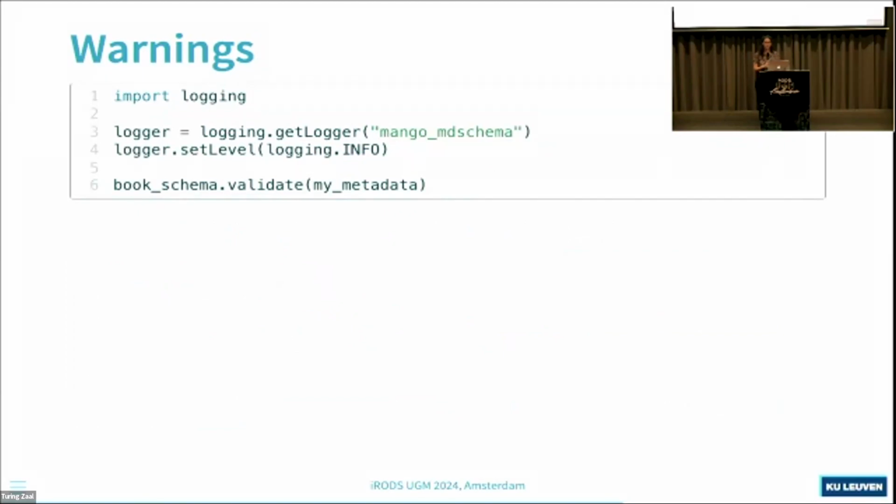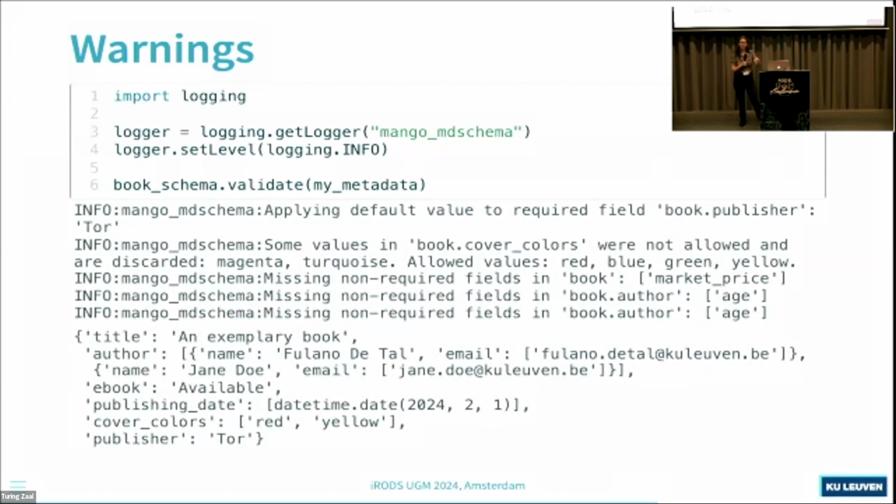And if you want to know about these warnings of all the transformations that were done before, and a bit more, such as, hey, there are these fields that are not required, but you didn't submit them, you can use logging. And logging is going to give you very verbose information, such as we upload the default value to the required field book publisher. There were some values in the cover colors that were not allowed, so they were discarded, but these are the ones that are allowed. And then there are some non-required fields in either book, which is the full schema, or book.author, which is the composite fields, or like child schema, and they were missing. And so you have that information if you want it.